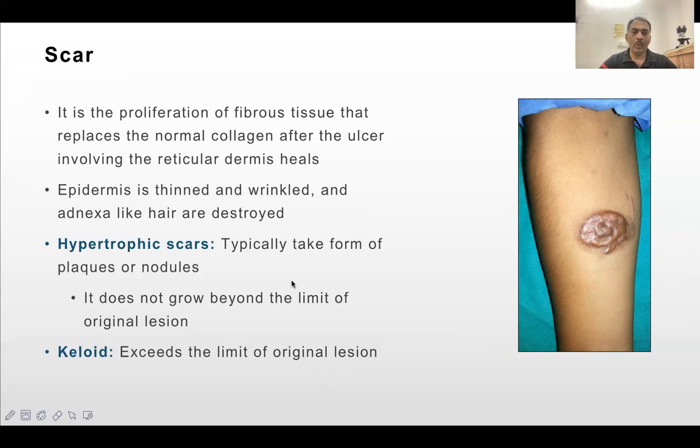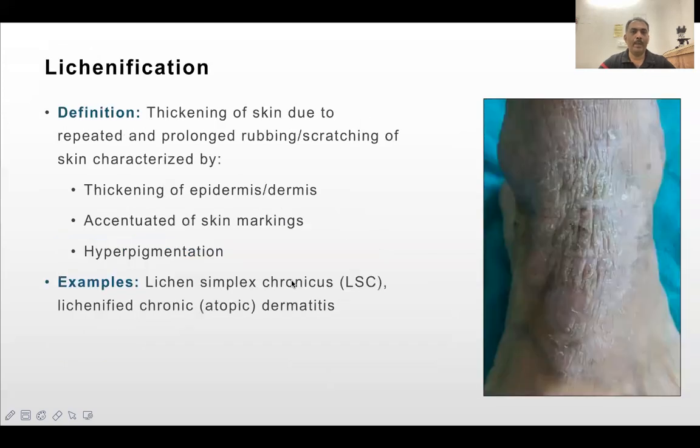Hypertrophic scars are those scars which typically take the form of a plaque or nodule. It does not grow beyond the limit of the original trauma area. And the keloids are also fibrous proliferation and haphazard involvement of the collagen. But as the name describes, keloid means claw-like projections. So the keloid extends beyond the skin surface of the trauma by means of projections.